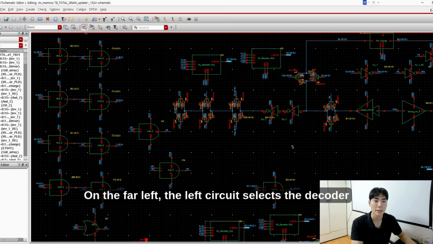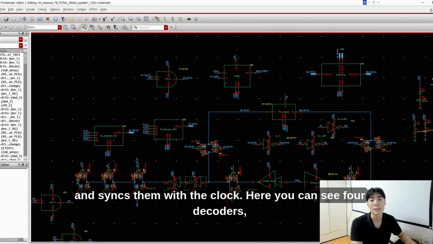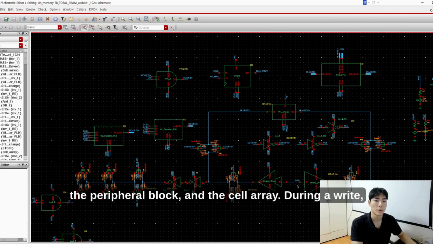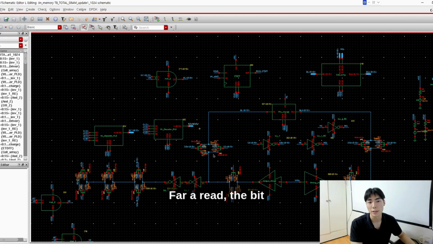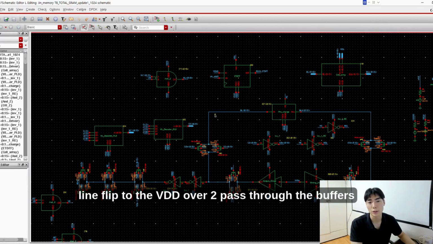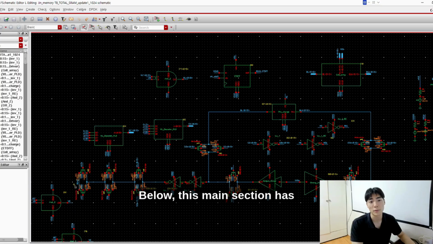Now let's look at the schematic. On the far left, the left circuit selects the decoders and syncs them with the clock. Here you can see four decoders, the peripheral block, and the cell array. During a write, data goes through the write drivers into the cell. For a read, the bit line is pre-charged to VDD/2, passes through the buffers, and enters the ETDFF to match the clock perfectly.